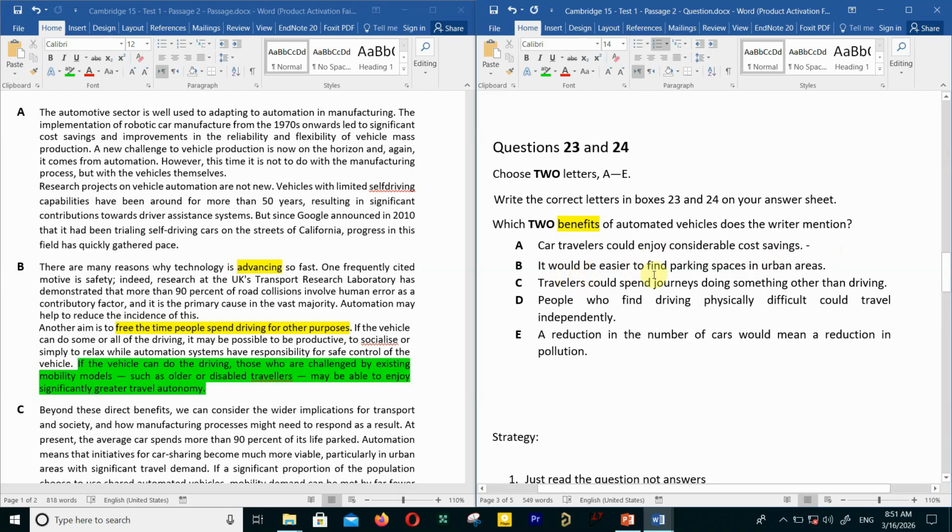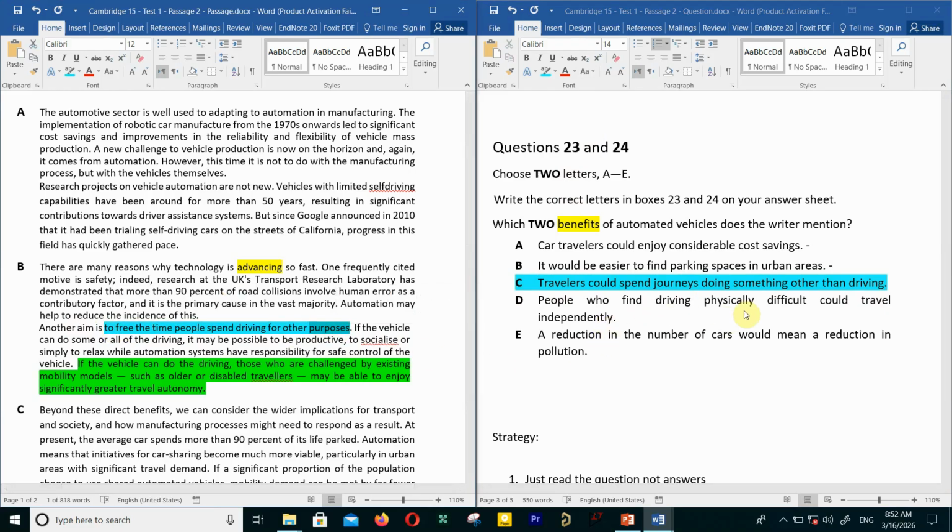It would be easier to find parking spaces in the urban area. No, nothing about parking spaces. Travelers could spend journeys doing something other than driving. You see, this is exactly what is mentioned in here. The aim is to free the time people spend driving for other purposes other than driving. Here it's mentioning it.